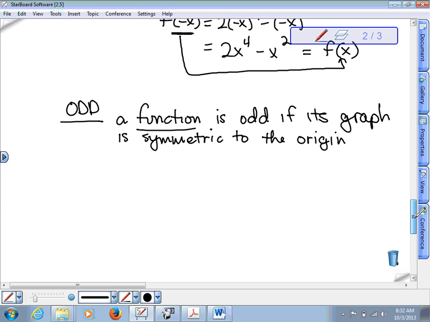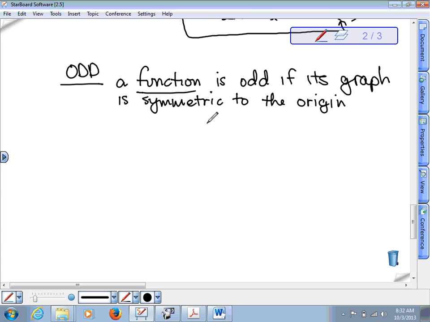Okay? This is a little bit harder to tell sometimes. It's easy to spot a graph that's symmetric to the y-axis. Sometimes not as easy to tell if it's symmetric to the origin. Here's a graph that is odd.